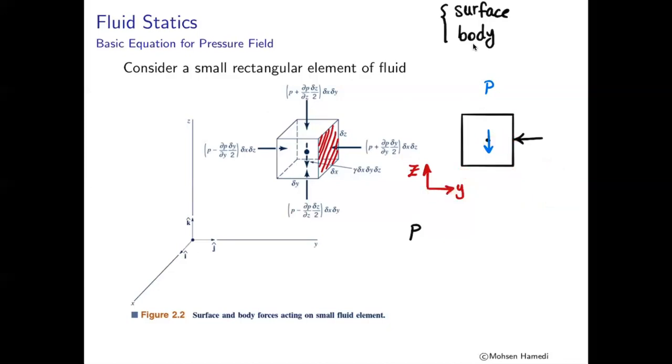So the value of pressure, since we're moving in the positive direction of Y, will be plus the distance that we're moving, half of delta Y, times the pressure change as we move. So the change in pressure as we're moving in the Y direction. So this will be the pressure distribution on this surface here. And the resultant force will be the pressure distribution times the area of the surface, which is delta X times delta Z.